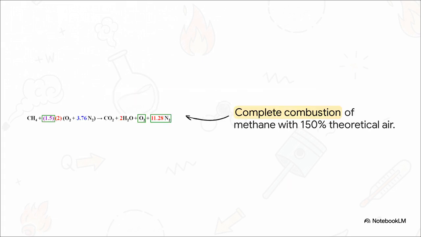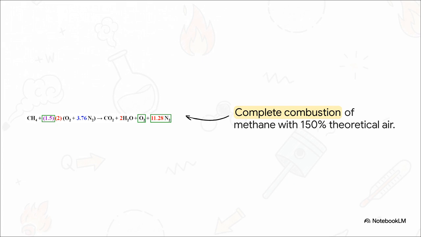But you know, in the messy real world, trying to run a fire on the exact theoretical air almost always leads to incomplete combustion. The fuel and air just don't mix perfectly. So what do engineers do? They use excess air. For instance, methane burning with 150% theoretical air, which is basically 50% excess air. Notice what happens to the products on the back end. All that extra oxygen plus a massive, and I mean massive amount of accompanying nitrogen, 11.28 moles of it, just carries straight through to the exhaust.